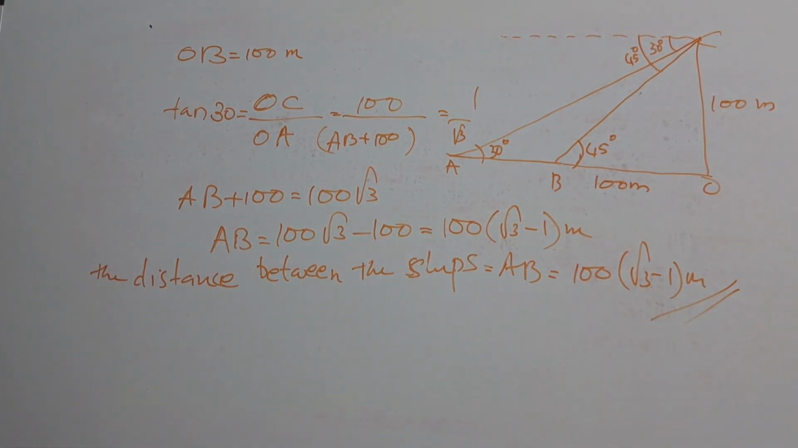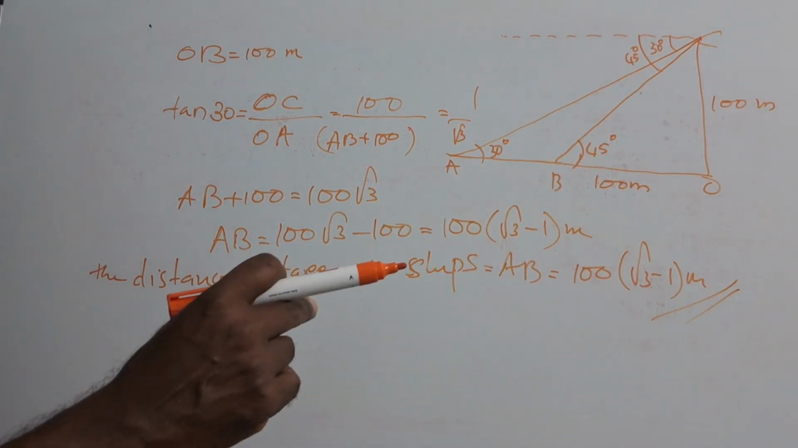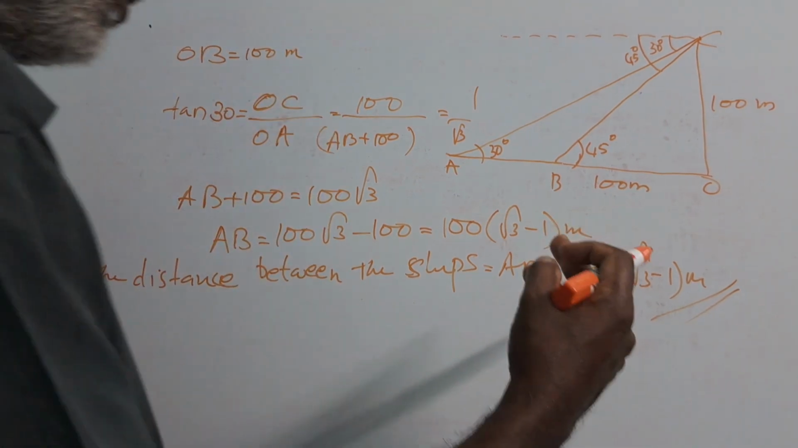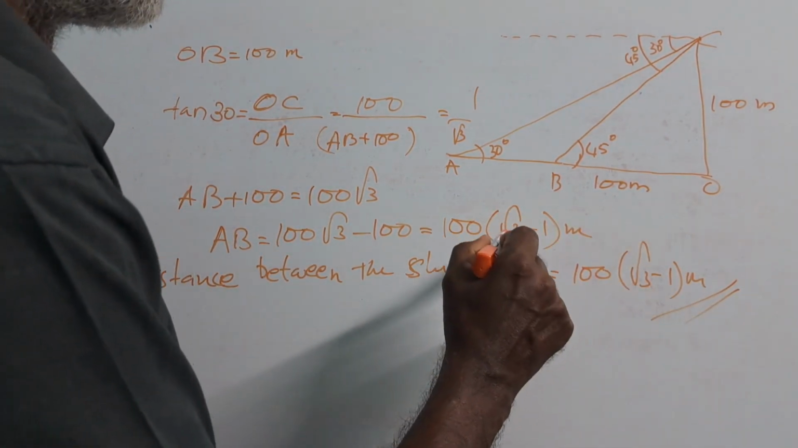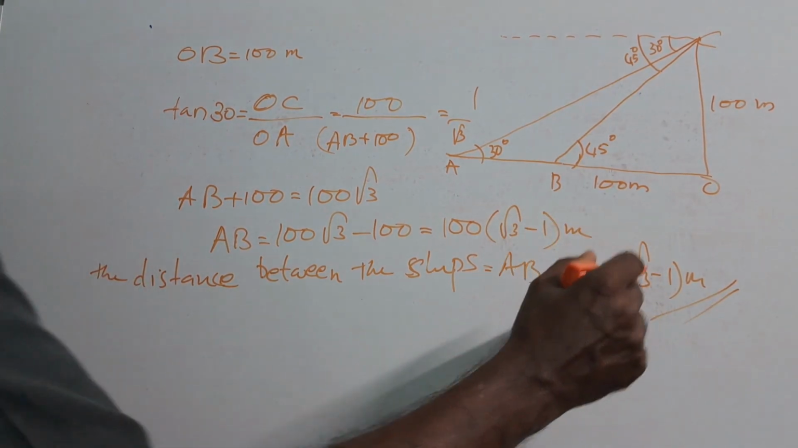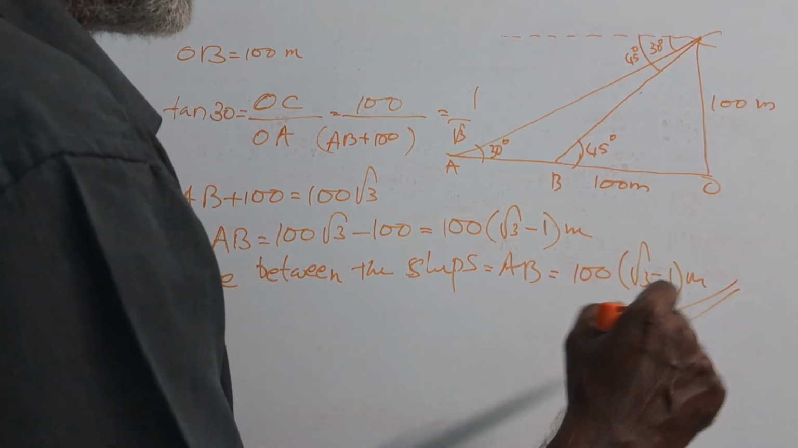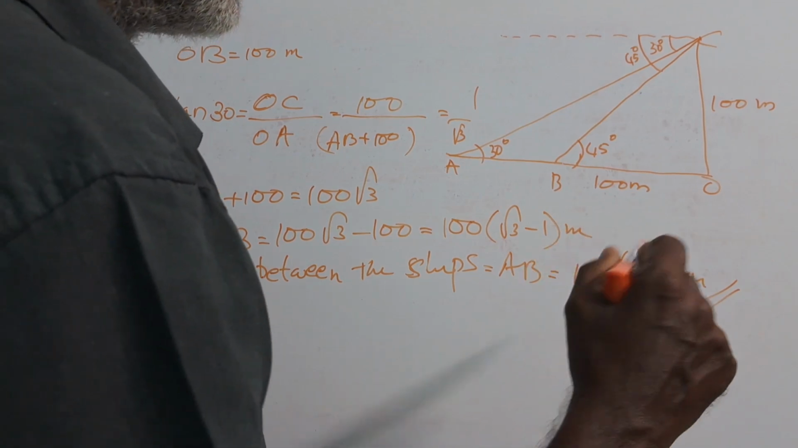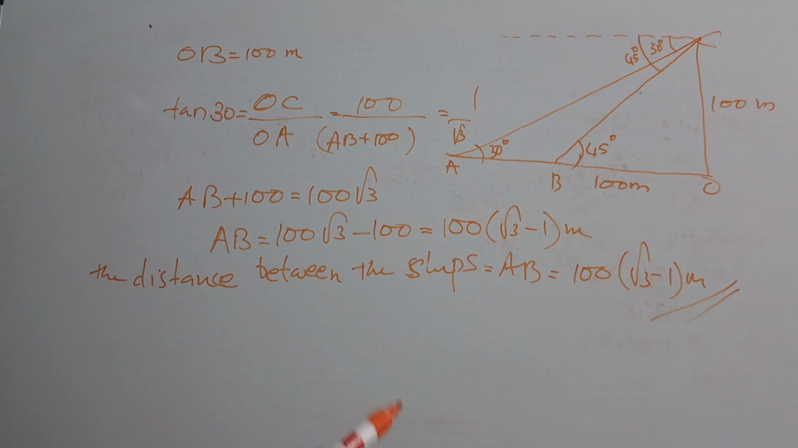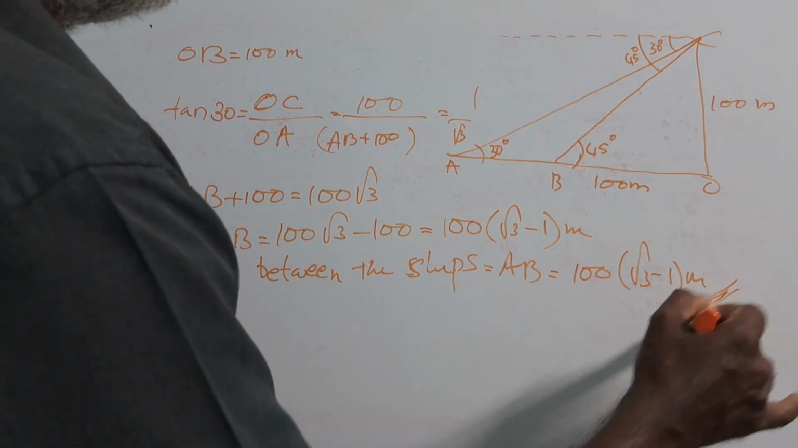If any hint is given, such as root 3 equals 1.73 or 1.732, you can substitute root 3 by that value and subtract 1 from root 3, and you get 0.73 or say 0.732, then multiply by 100. Since no such hint is given in the question, this is enough as the answer.